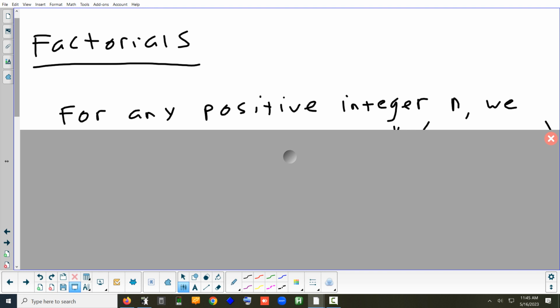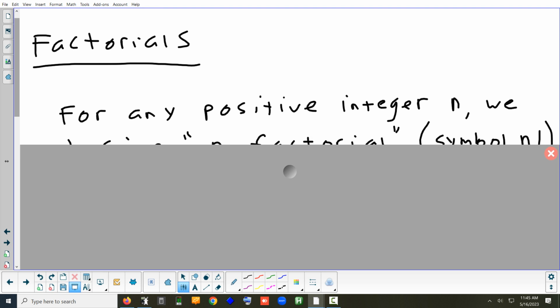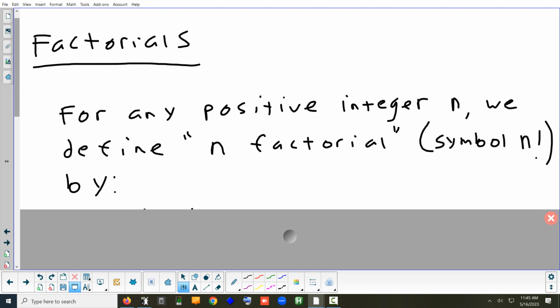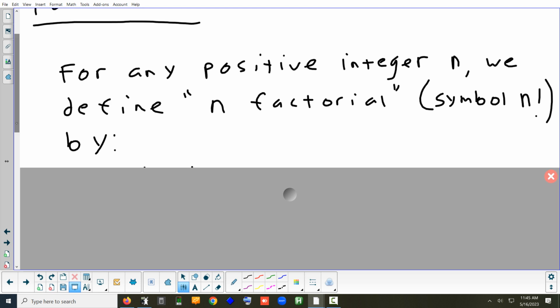Right? And there actually is a symbol, kind of like sigma, that represents multiply instead of add. We don't get into that. But the idea is that if you have any positive integer, so this does not apply to decimals, this doesn't apply to negative numbers, the symbol for a factorial is an exclamation point.